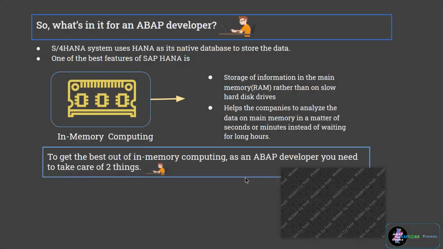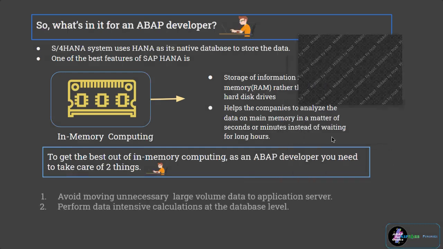To get the best out of in-memory computing, as an ABAP developer you need to take care of two things. Avoid moving unnecessary large volumes of data to the application server. This is all about the code to data paradigm. I'll show you a simple example of what exactly I mean. Second, perform data intensive calculations at database level. These two statements convey that you should try to do the maximum at the database level itself.